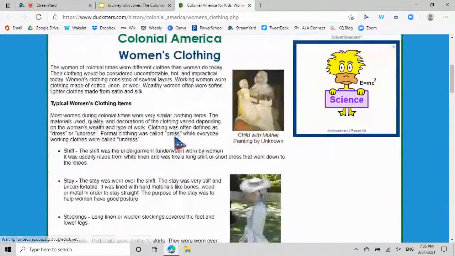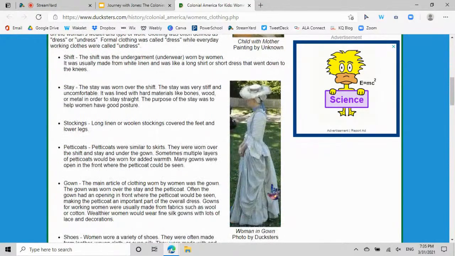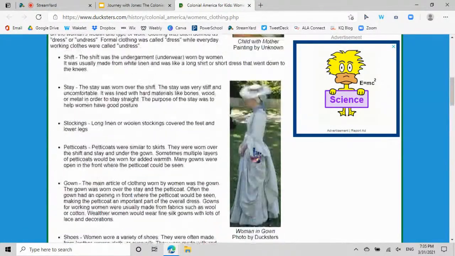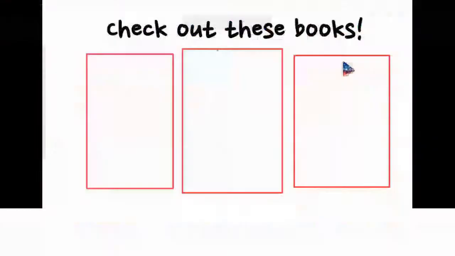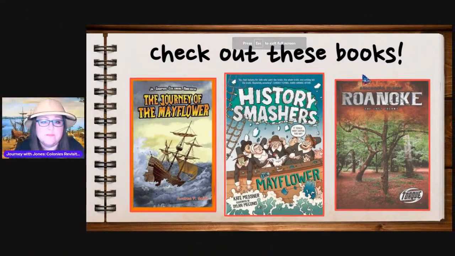If you would like to see typical women's clothing items, they would have a shift, which was a dress underneath. They would have different stockings, petticoats, the overall gown, shoes. In the summertime, they didn't have air conditioning and they wore a lot of layers, which I guess was great in the winter when they wore a lot of layers. And that basically is our tour.